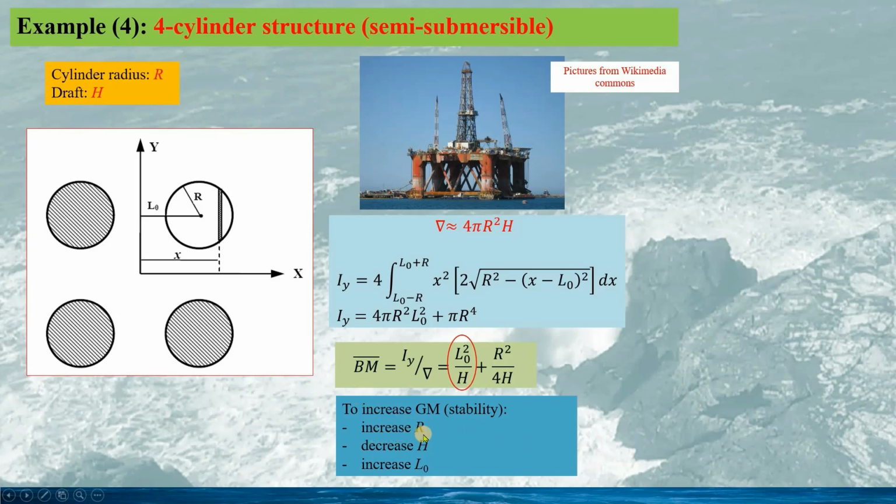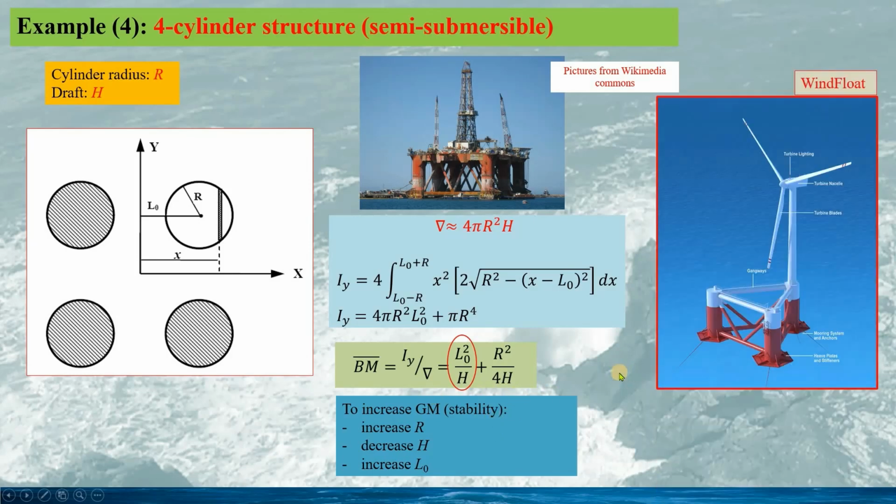We can increase the radius of the cylinder, we can decrease the shaft h, and we can also increase the distance L0 to increase the stability of the semi-submersible. In a similar idea, WindFloat is a famous floating wind turbine, but uses only 3 cylinders. See the picture here.